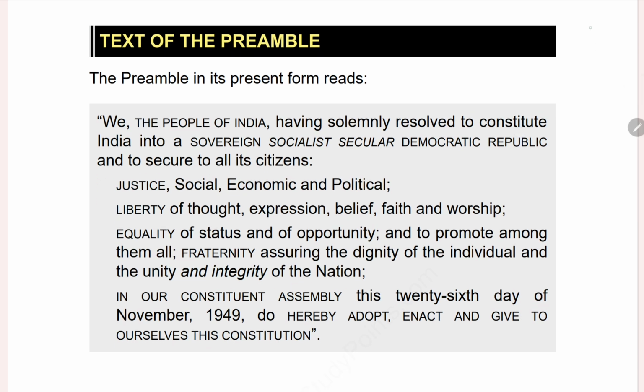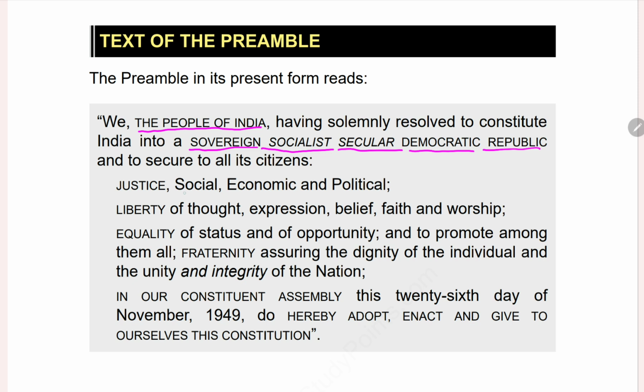We will see the exact text of the preamble. So the people of India have the rights. The preamble provides all the power to the people of India, having solemnly resolved to constitute India into a sovereign, socialist, secular, democratic republic, and to secure to all its citizens. So these things that have been mentioned in the preamble, like sovereign, socialist, secular, democratic republic, demonstrate the nature of the Indian Constitution, like the pillars on which the Indian Constitution is based.